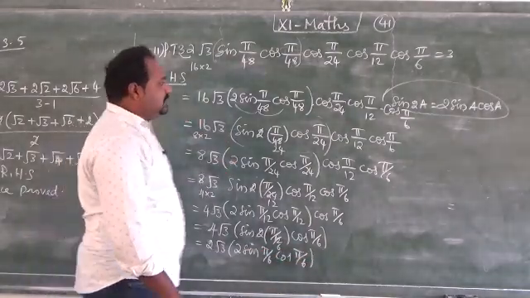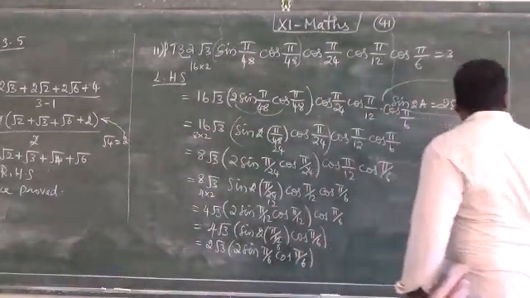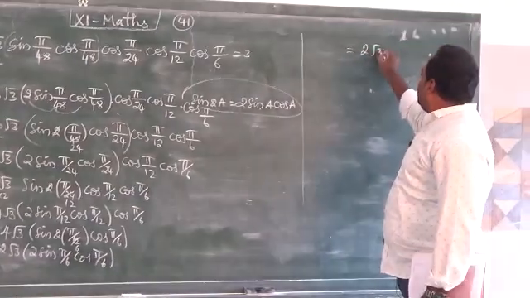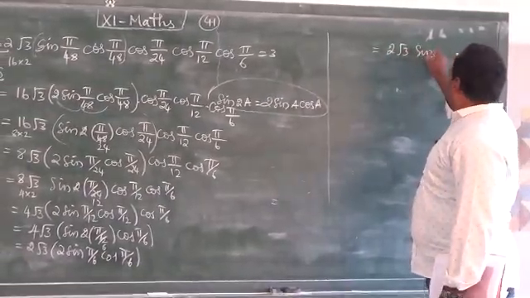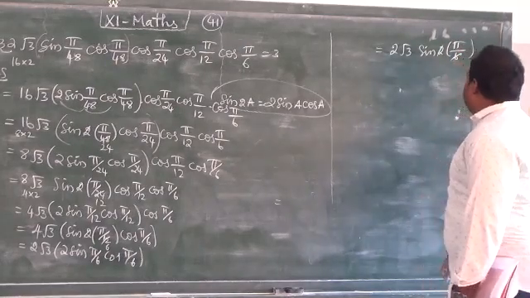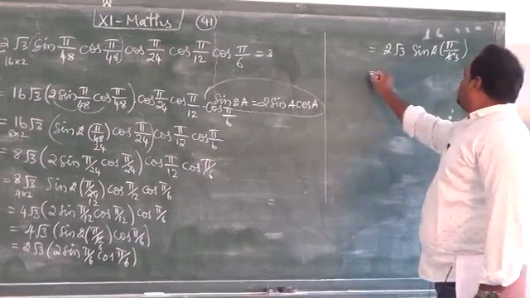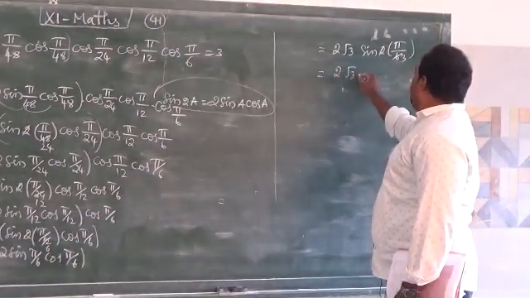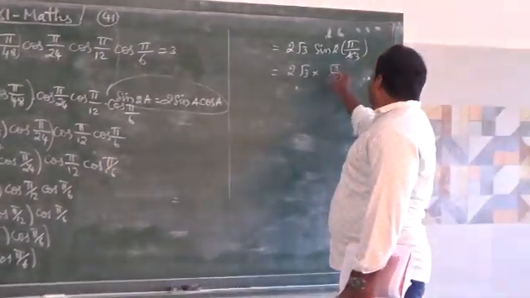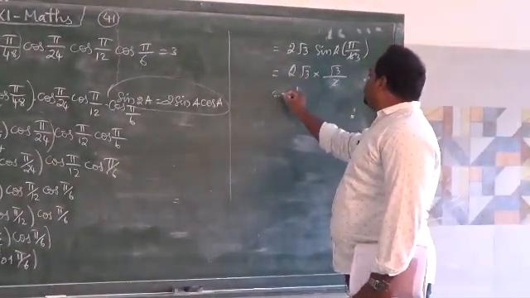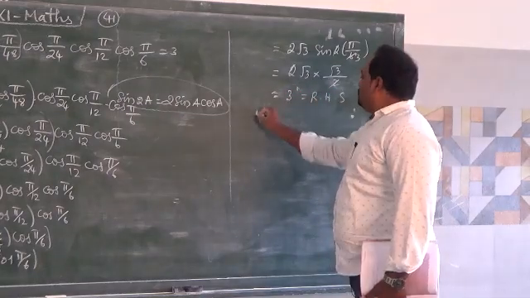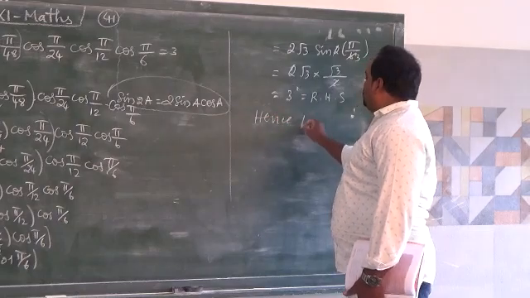Once again I am going to use the sin 2a identity. It will be 2 root 3 into sin 2 into pi by 6. Two cancels. This is sin pi by 3. 2 into root 3 into sin pi by 3, whose value is root 3 by 2. The 2s cancel, root 3 into root 3 is 3, which is the RHS side. So hence proved.